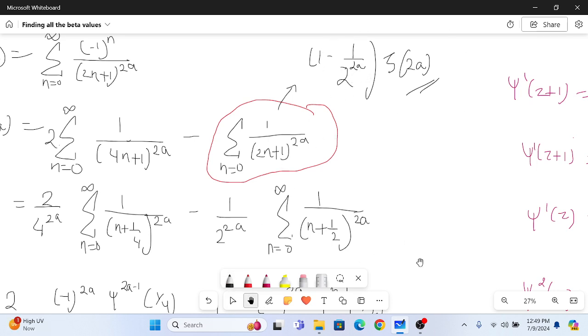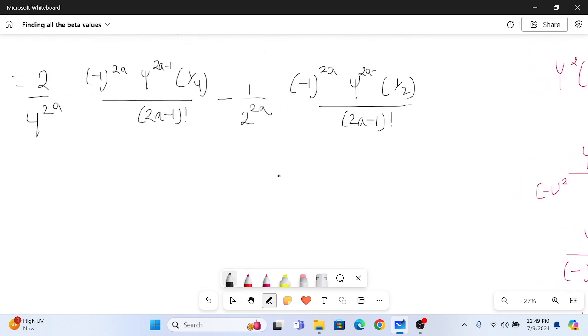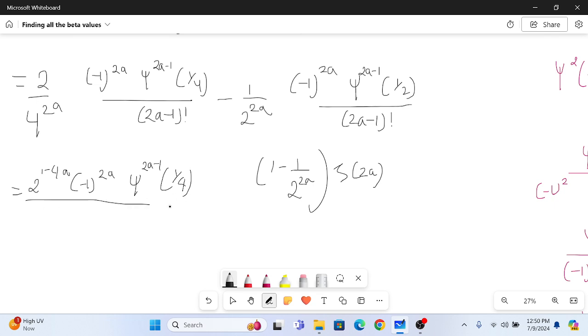So that's why I can also write this as, the second term can also be written as 1 minus 1 by 2 to the power 2a Riemann zeta of 2a. Yes, and over here this is okay, and over here this is just 2 to the power 1 minus 4a, because this is 2 to the power 4a, and minus 1 to the power 2a, digamma to the power 2a minus 1 of 1 by 4 divided by 2a minus 1 factorial, and then minus sign.